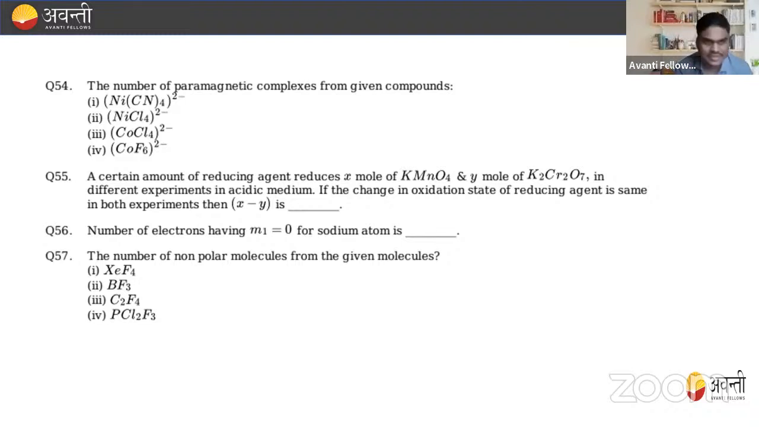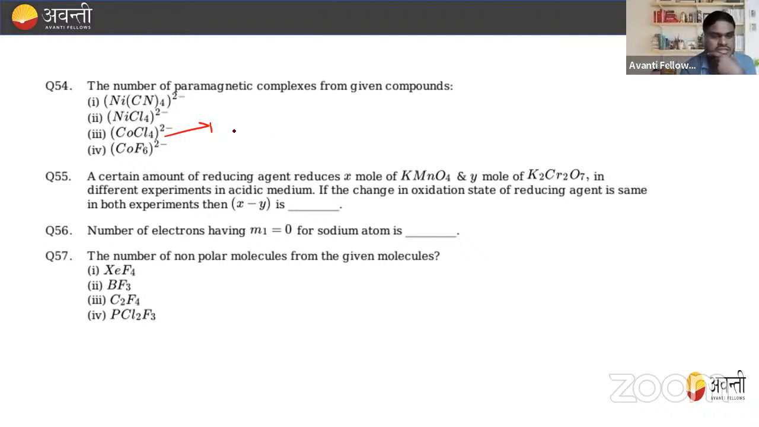So you have to identify the number of paramagnetic complexes, whether it is NiCN4, NiCl4, CoCl6, CoF6. So we know that CoCl4 2-, Cl is a weak ligand.